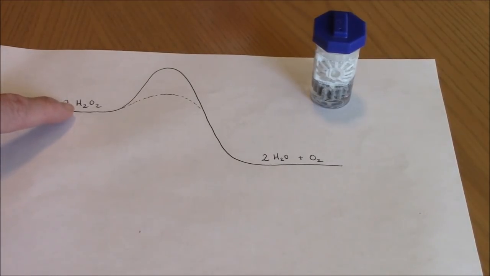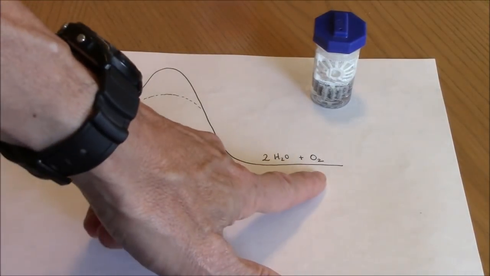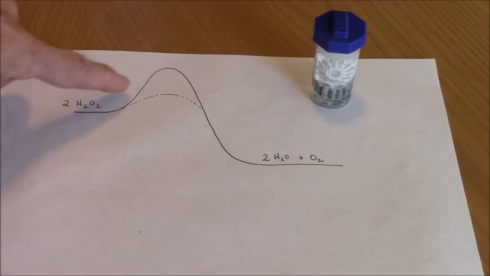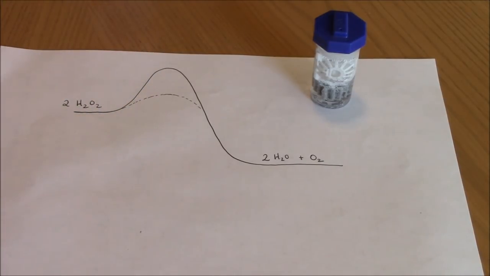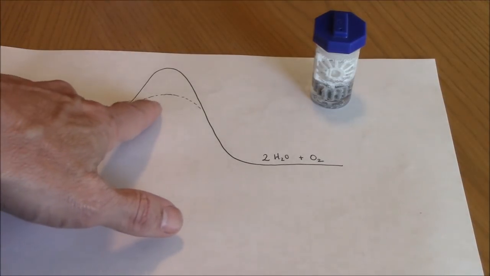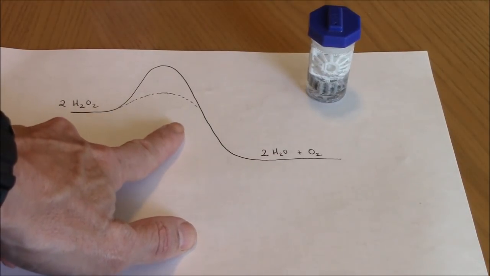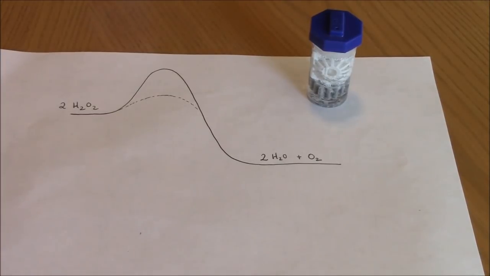Hydrogen peroxide is thermodynamically unstable, so it's at a higher potential energy than water and oxygen gas, which can be produced by its decomposition. Originally, without the catalyst, there's a high activation energy, a high energy barrier. So without the catalyst, nothing is happening. The catalyst opens a new pathway that has a lower activation energy. So now at room temperature, the reaction is going.